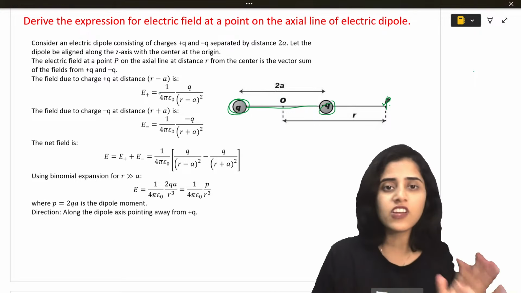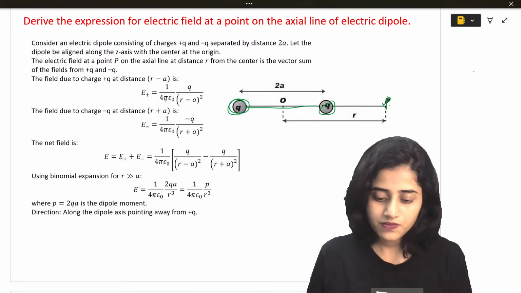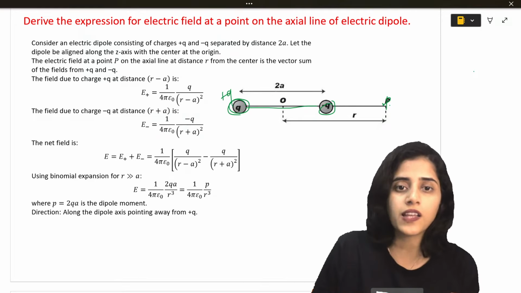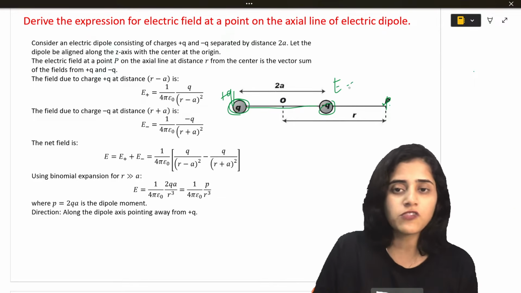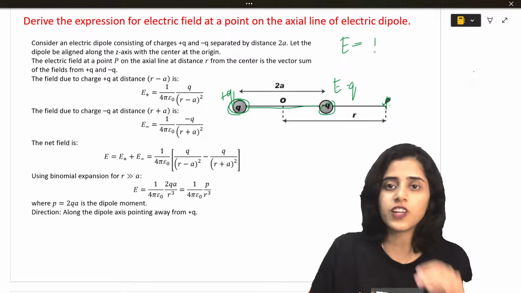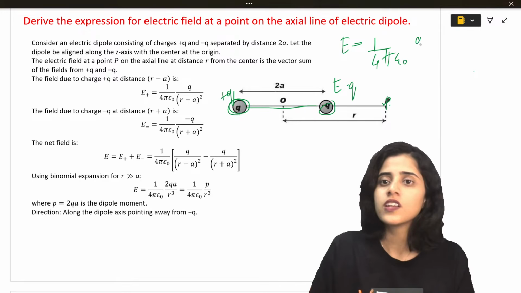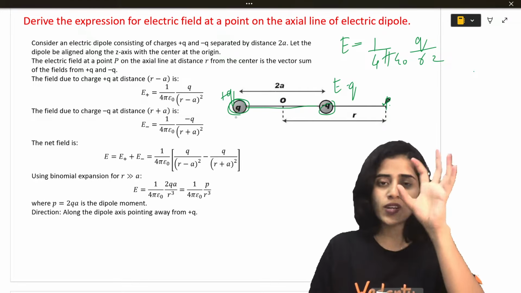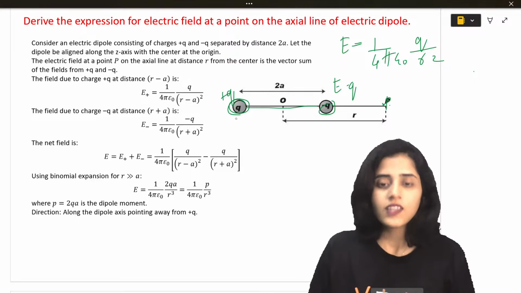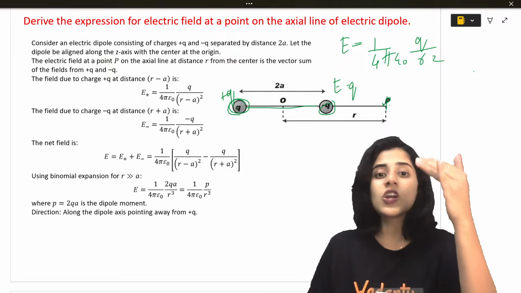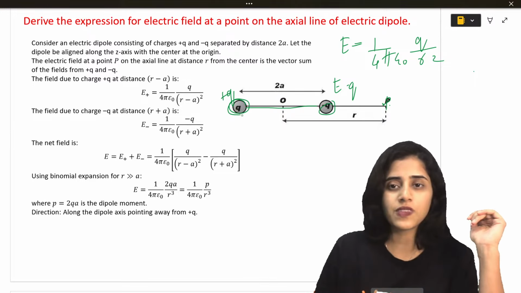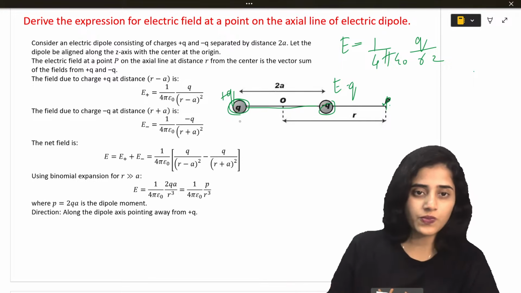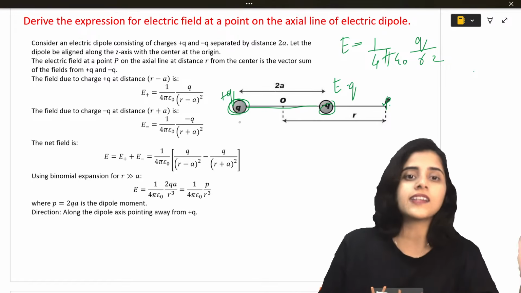And then the derivation is also very simple. First, I have to find the electric field because of plus Q. Then I have to find the electric field because of minus Q. What is the general formula for electric field? 1 by 4 pi epsilon naught Q by r square is the general formula. Now let's take plus Q first. It will be 1 by 4 pi epsilon 0 Q divided by, what will the distance be? From point P till Q, the distance will be r plus a.